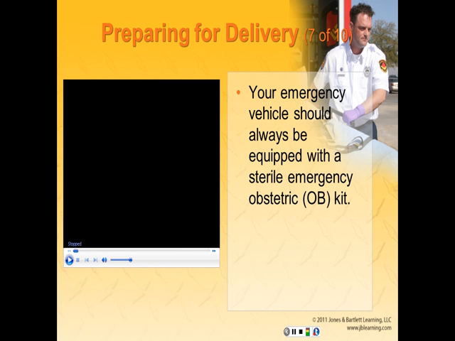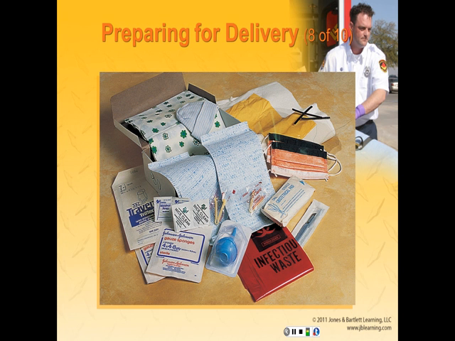Your emergency vehicle should always be equipped with a sterile emergency obstetric kit, OB kit, including surgical scissors or scalpel, umbilical cord clamps, umbilical tape, a small rubber bulb syringe, towels, 4x4 gauze sponges, sterile gloves, an infant blanket, sanitary napkins, an infant-sized BVM device, goggles, and a plastic bag.